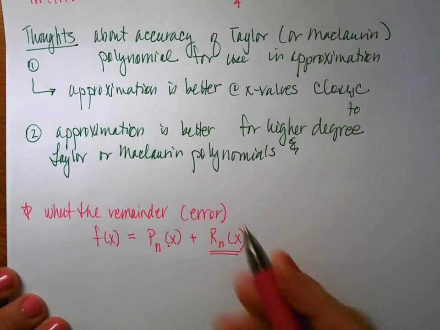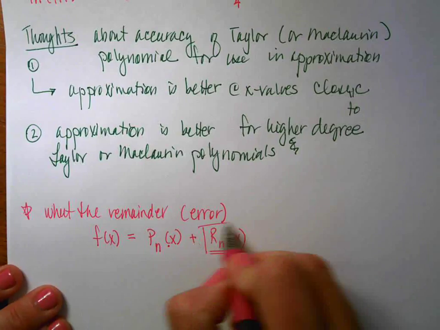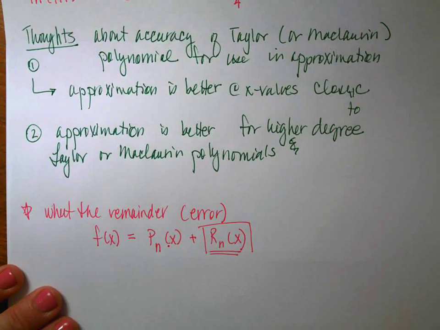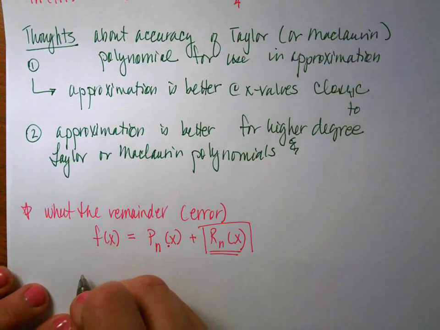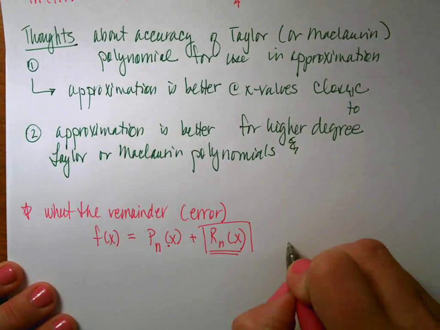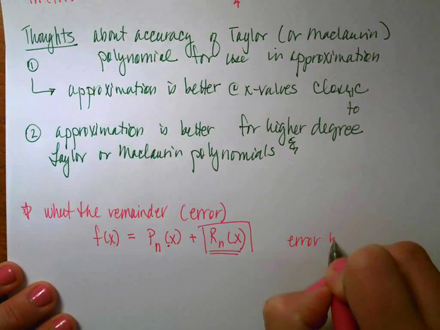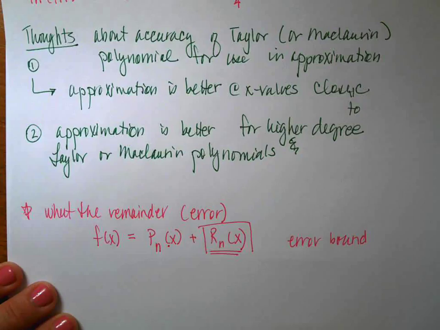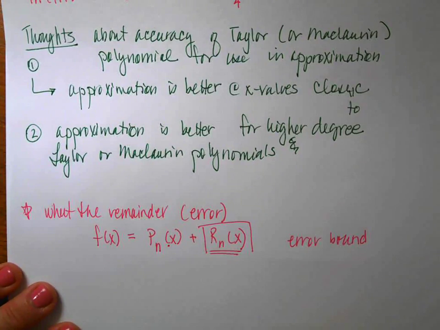Alrighty, so as we try to calculate this remainder or the accuracy of our polynomial, and we're using our polynomial to approximate a specific value, it becomes important to find this remainder, but sometimes I can't actually find the remainder, and so I end up looking for an error bound.